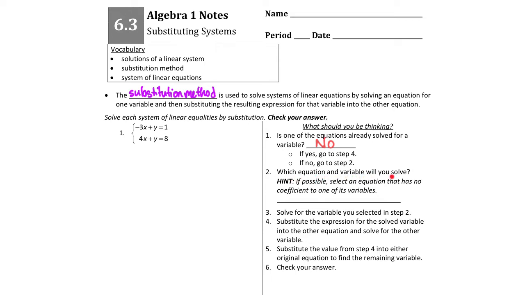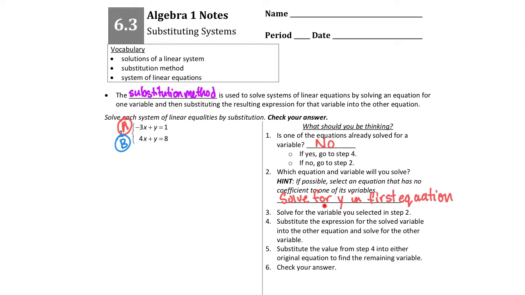Which equation and variable will you solve? So you kind of want to make a plan. If possible, select an equation that has no coefficient on one of its variables. We can see right here, this y has no coefficient, neither does this y here. So we could actually solve either equation. This one says, if possible, select. So we're going to just write down our plan on this line. I'm actually going to solve the first equation, and I'm going to solve for y.